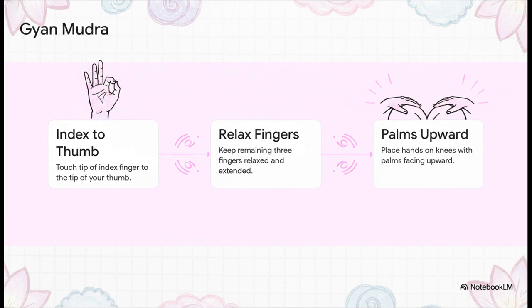Keep your other 3 fingers relaxed and comfortably extended, and then just place your hands on your knees with the palms facing upward. The absolutely crucial thing to remember here is that it should feel entirely natural. There shouldn't be any force or tension in your hands at all.